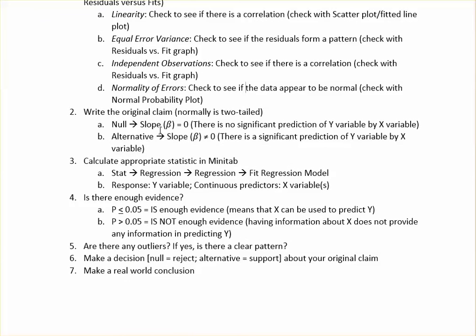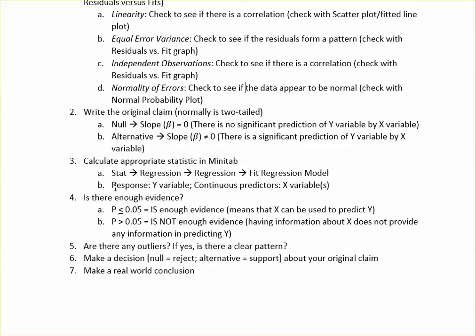Write the original claim. It is two-tailed, and basically for the null we're saying that the slope is equal to 0. The alternative is that the slope is not equal to 0. Or in words, there is no significant prediction of the y variable by the x variable, or there is a significant prediction of the y variable by the x variable. You would calculate the appropriate statistics in Minitab: Stat, Regression, Regression, Fit Regression Model, the response y variable, and then continuous predictors of your x.